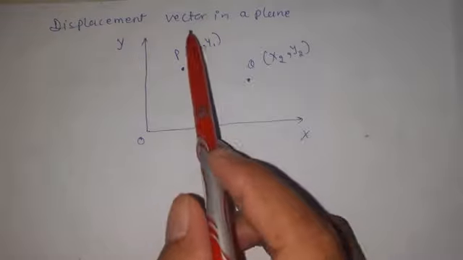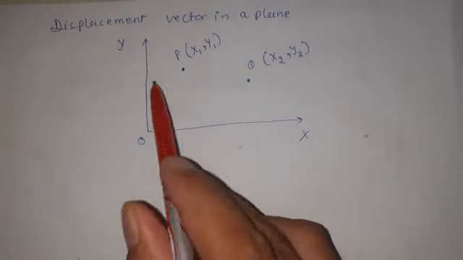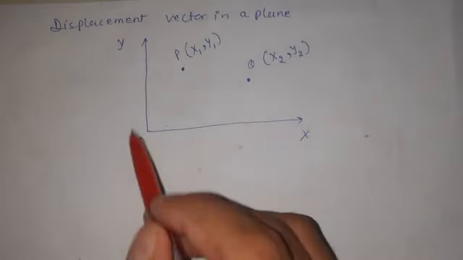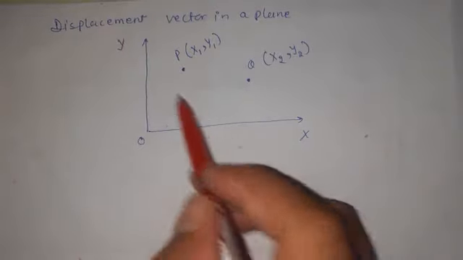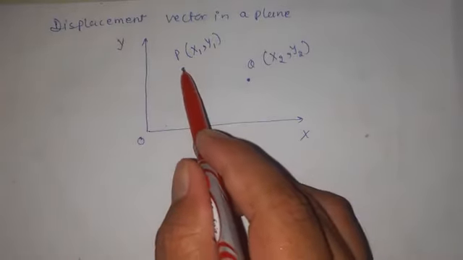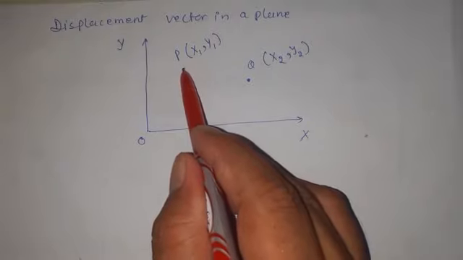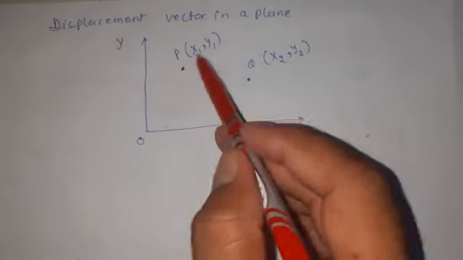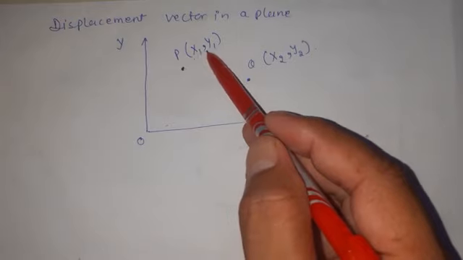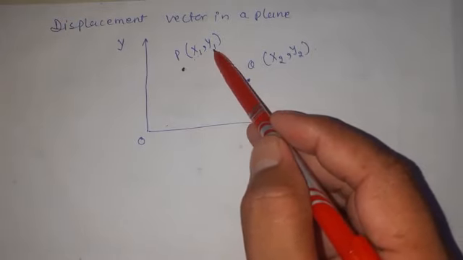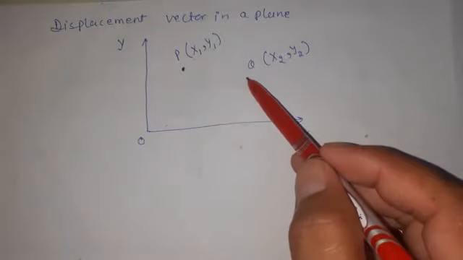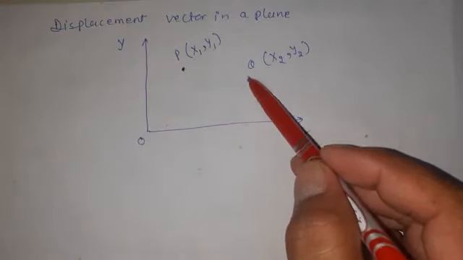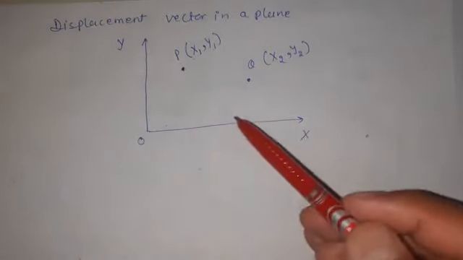So for this displacement of vector in a plane, we have considered this x-axis and y-axis. So in these two axes there is that initial position, it is p. So p, its position coordinates are x1, and in y-axis that it is y1. So it goes from p to q. Okay, so how much is the displacement in this plane?